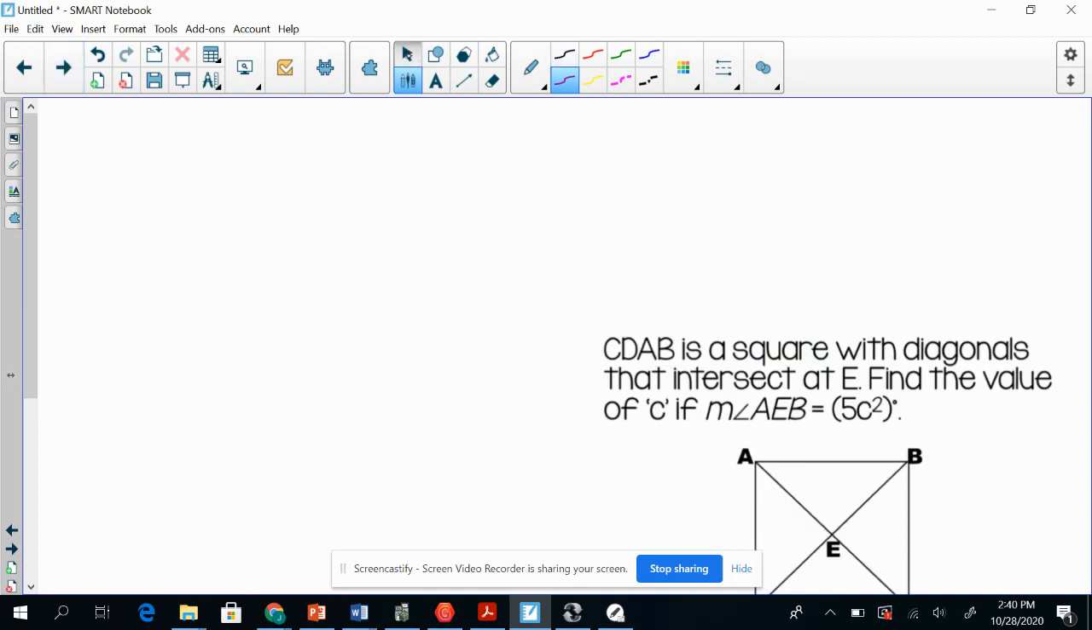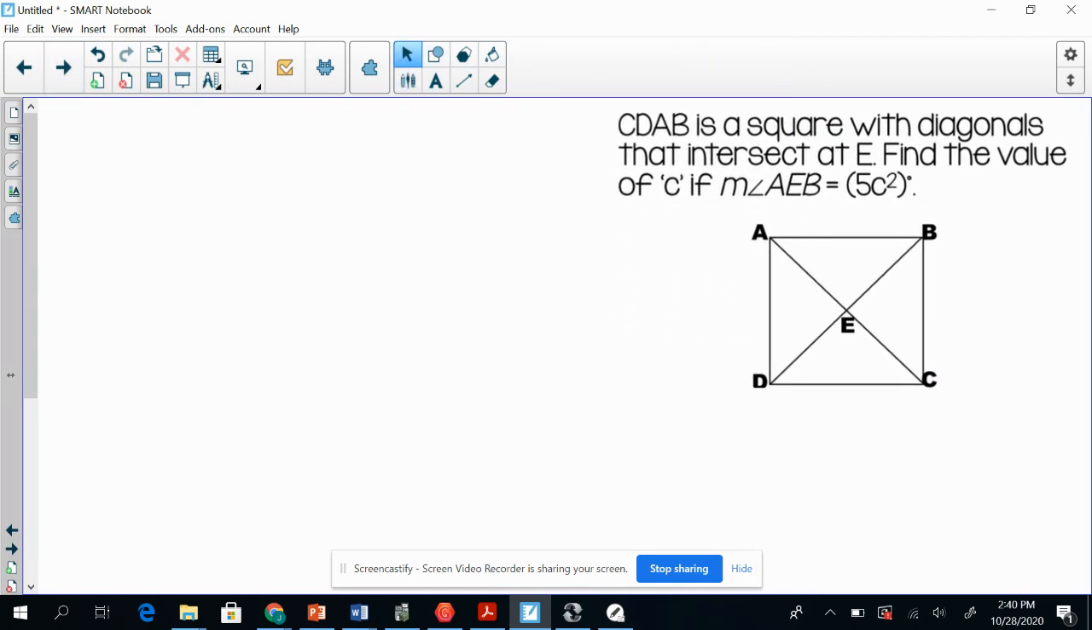All right, so this got off the page. No good. All right, diagonals that intersect at E. Find the value of C, because that's what I use for x, if AEB is 5C squared. So again, this is a square, which you know all four sides are congruent, all four outer angles are 90, diagonals are congruent, diagonals bisect all the angles.